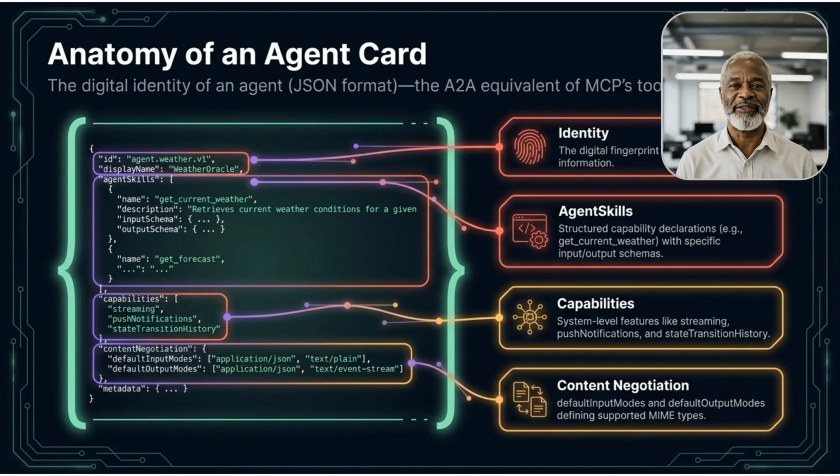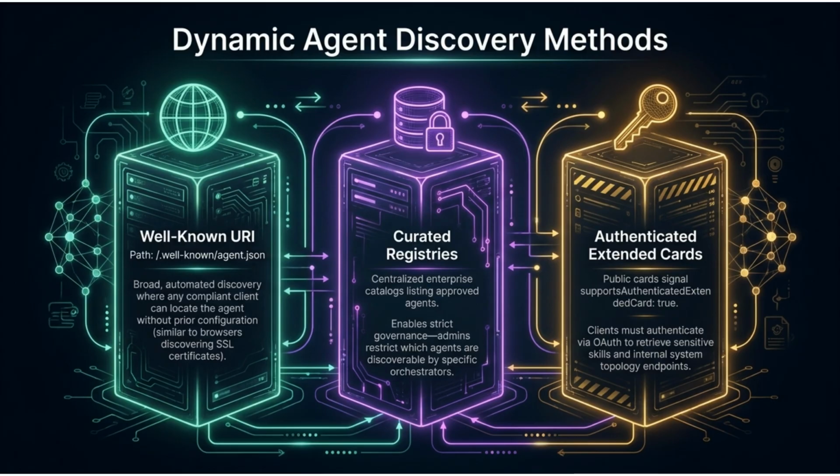It includes the identity for routing, agent skills for structured capability declarations, capabilities for system-level features, and content negotiation for defining supported MIME types. A2A supports dynamic agent discovery through several methods. The well-known URI allows for broad, automated discovery. Curated registries enable strict governance by listing approved agents. Authenticated extended cards require clients to authenticate via OAuth to retrieve sensitive skills and internal system topology endpoints.